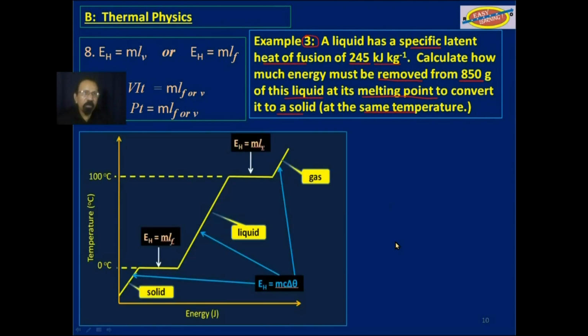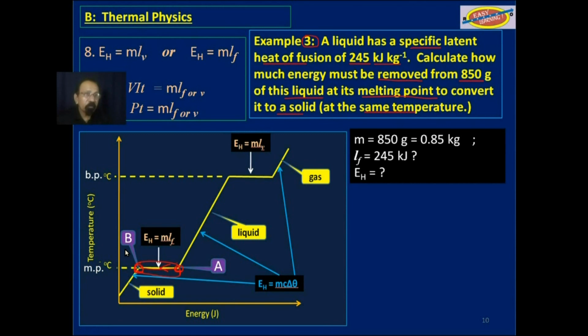So what are we dealing with? We are dealing with the melting point. So essentially, we are just dealing with that. We have 850 grams of this liquid. So this is the melting point, that's the boiling point. We are starting here at A, 850 grams. We are going in that direction. So we have to remove energy to change the liquid to a solid at its melting point. So we will end up at B.